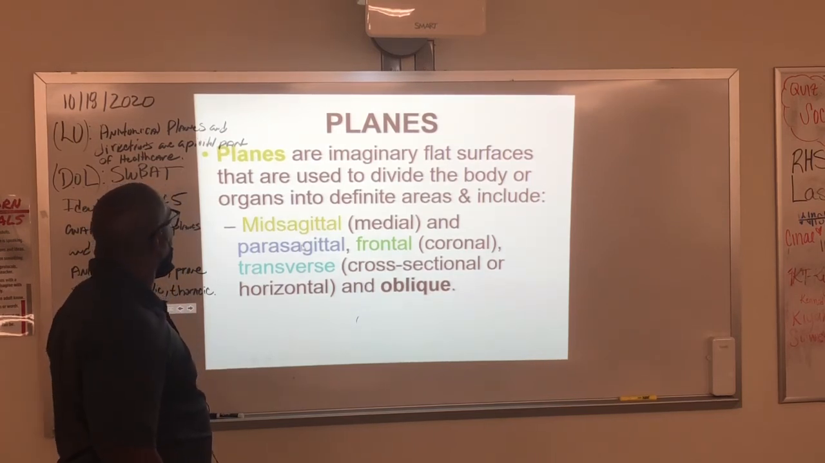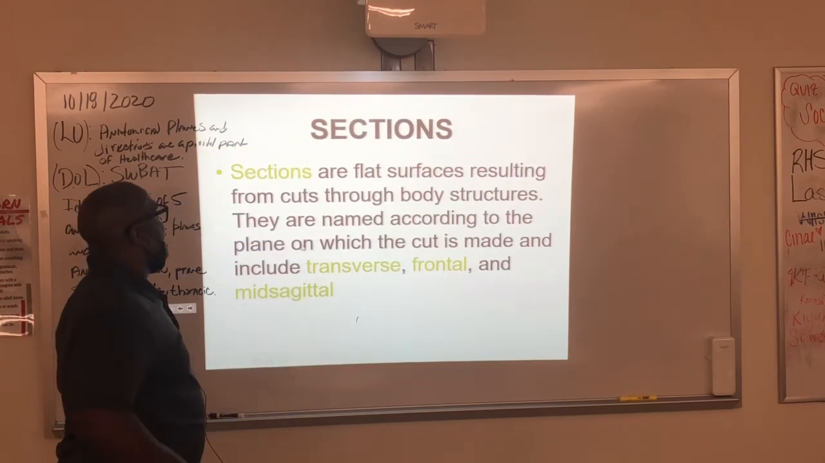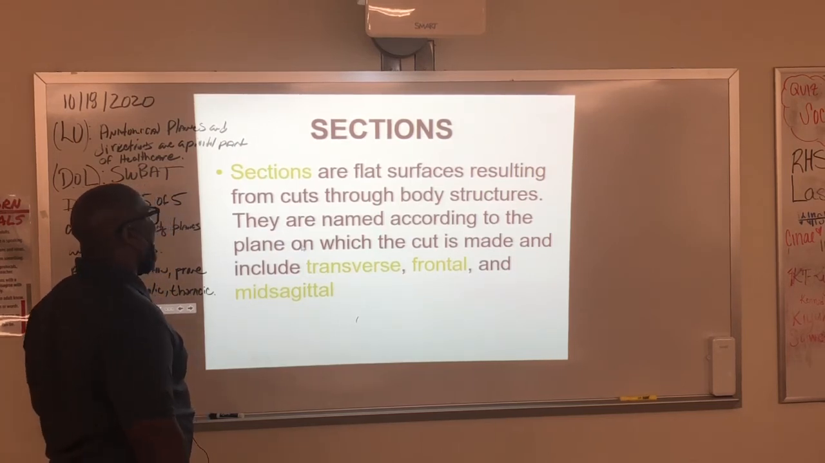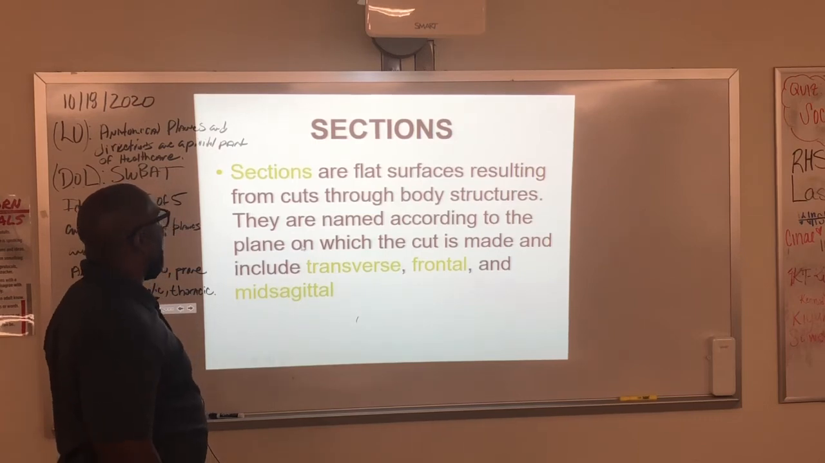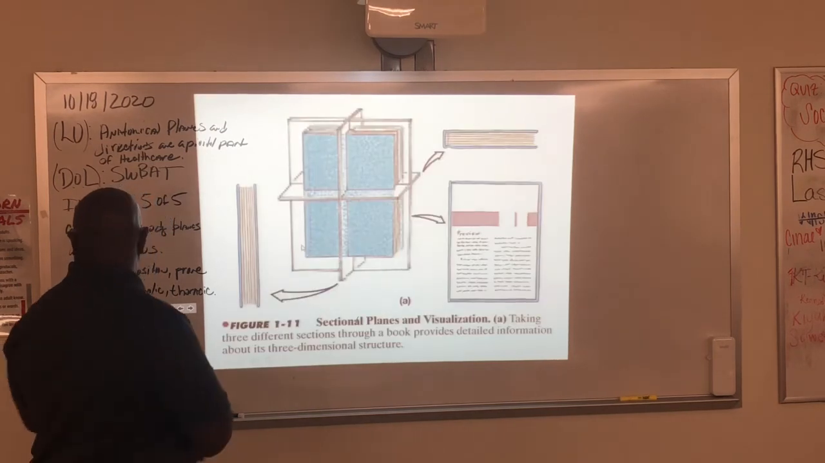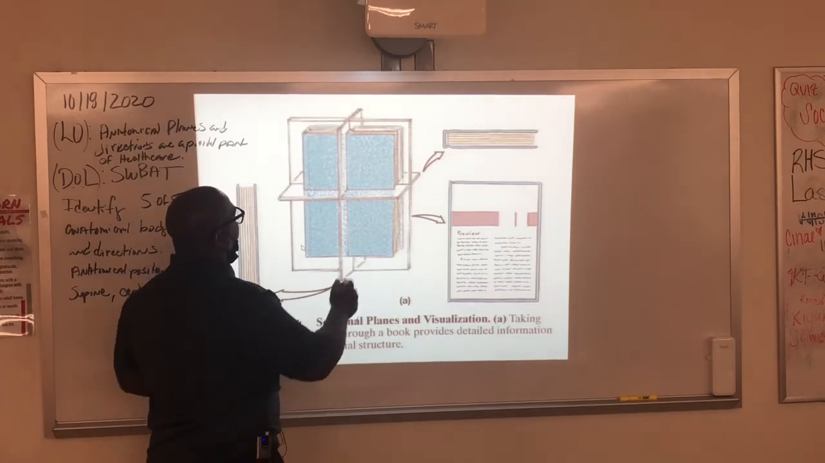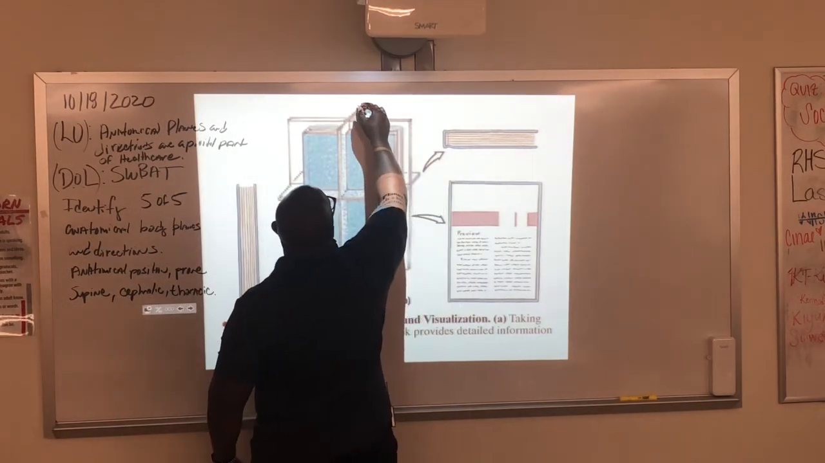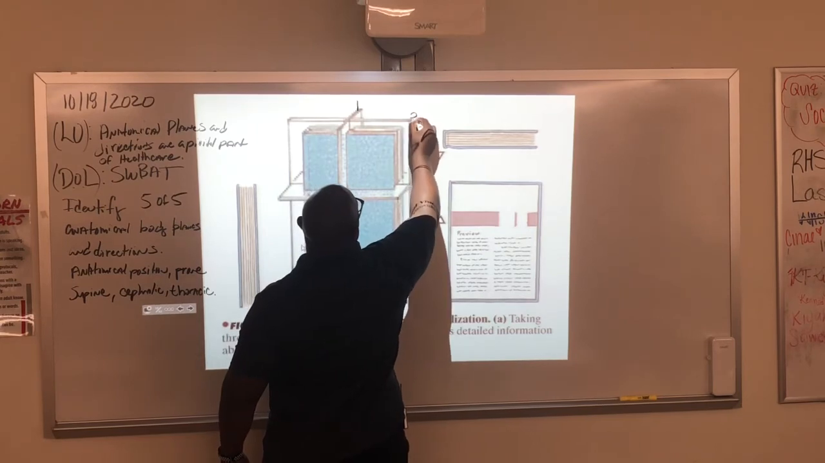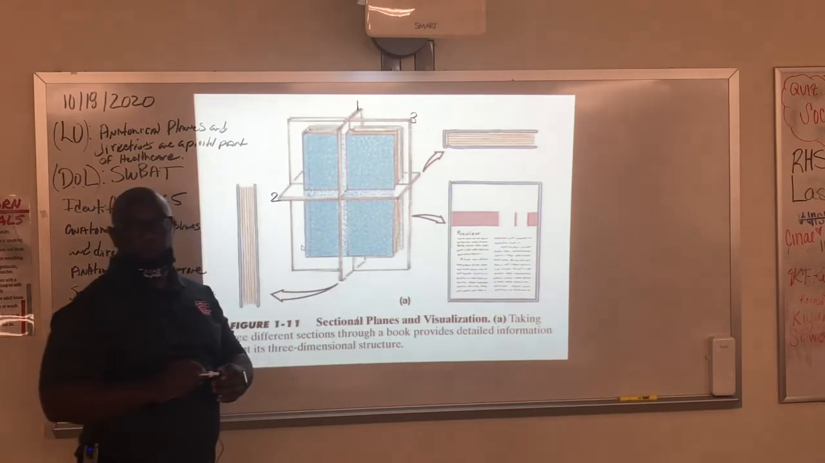Okay, we got it? All right, let's move on. Sections are flat surfaces resulting from cuts through the body structure. They are named according to the plane on which the cut is made, including transverse, frontal, and mid-sagittal. Here are my planes. We'll go 1, 3, and 2.